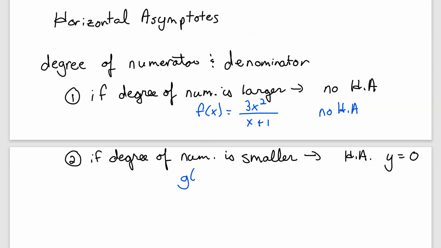For example, if I have g of x is equal to, we'll say, 4x divided by x to the third plus 2x minus 5. Notice my degree of the denominator is 3, whereas the degree of my numerator is only 1. So the degree of my denominator is larger, the degree of my numerator is smaller, so my horizontal asymptote is at y is equal to 0.